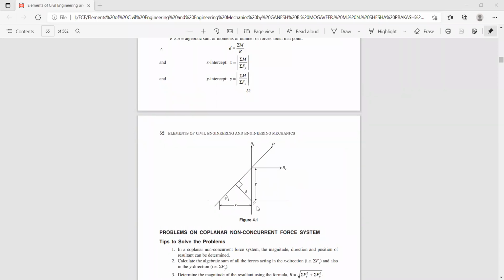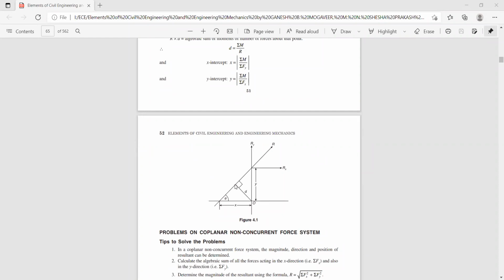Now look at this figure. Here, this is the resultant of the given non-concurrent force system, and these are the components of the resultant along the horizontal and vertical directions. The position of the resultant is the perpendicular distance from the origin of the coordinate axes to the line of action of the resultant. This is the line of action of the resultant. We need to find the position of the resultant.